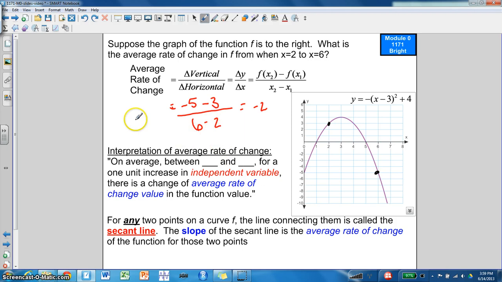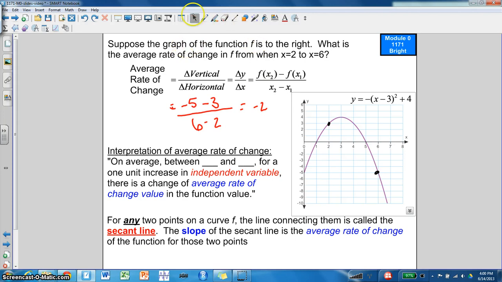Again, verbalizing what this means, and this is a generic statement: on average between, and we would fill in the two independent variable values, so between 2 and 6, for a 1 unit increase in x, replacing independent variable with just x, there is a change of -2 in the function value. So just fill in that spot.